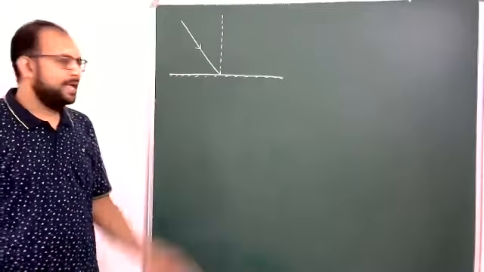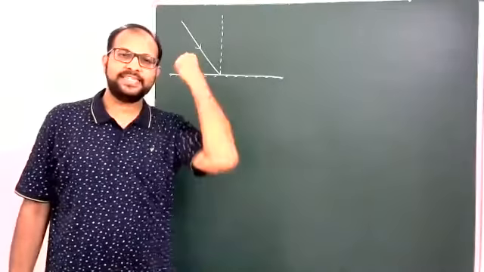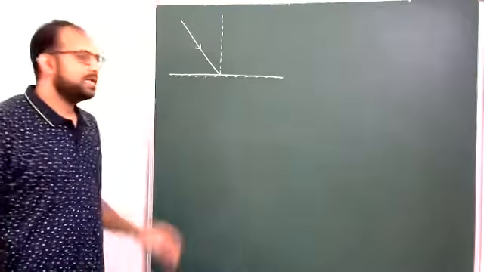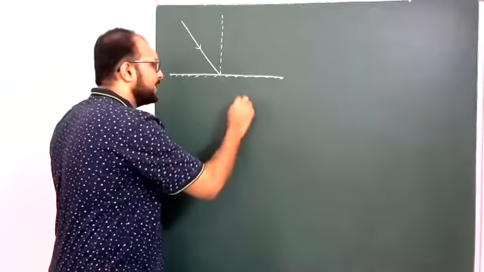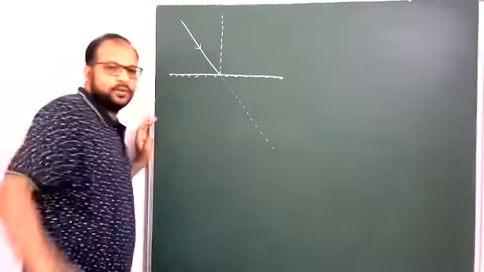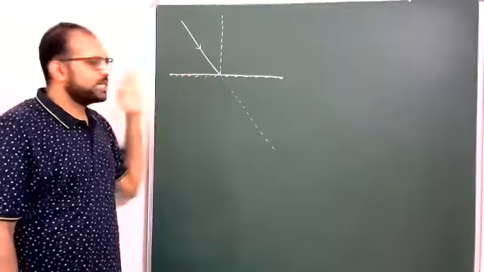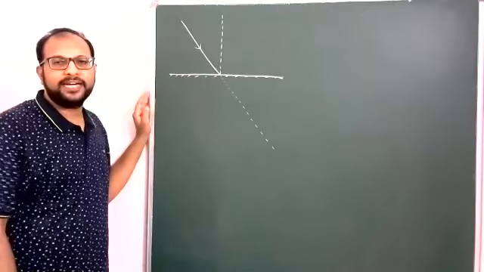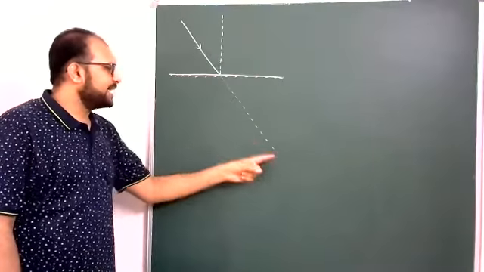Suppose there is no reflecting surface. Suppose the reflecting surface is not there. Then what happens? This light ray would continue in this direction, no doubt. Suppose here there is no obstruction, that is no reflecting surface. This light would continue in this direction.